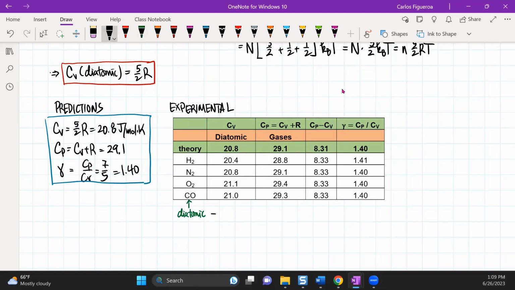However, these are cherry-picked. What do I mean by cherry-picked? Because if you apply this to all of these diatomic gases, you're going to see that there's a big failure.